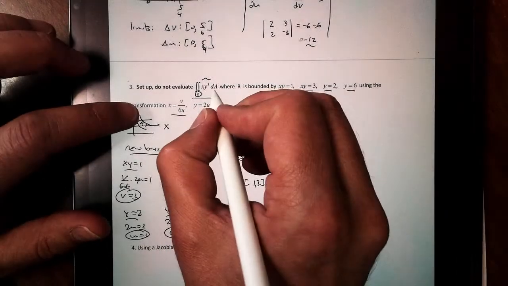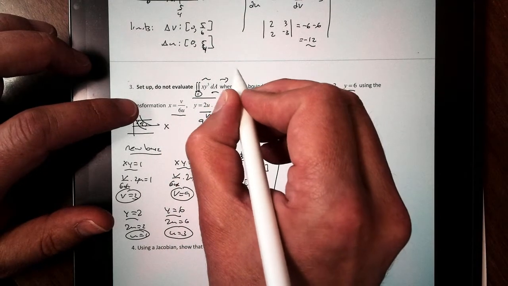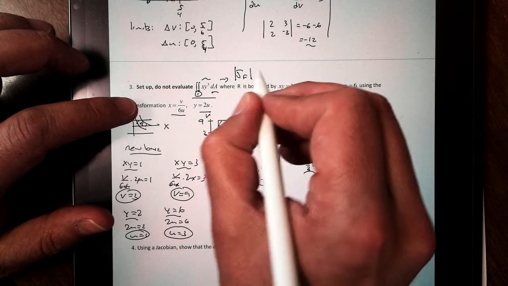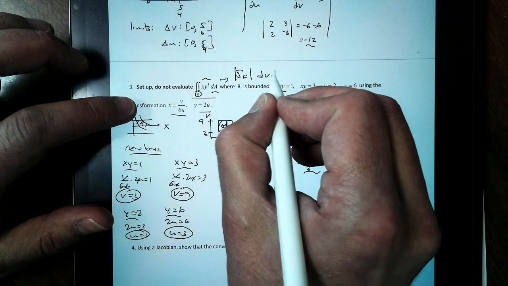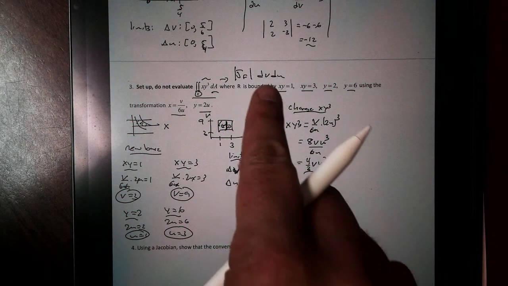And now we have to get dA. Remember, dA is the absolute value of our Jacobian, dv du. So now we have to get our Jacobian.